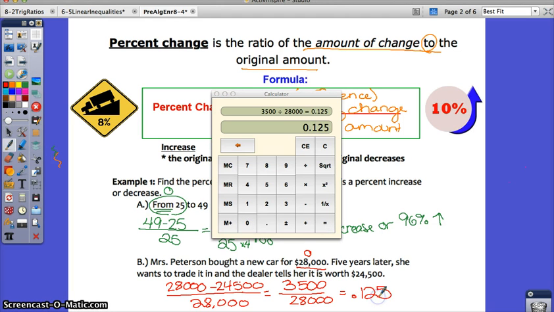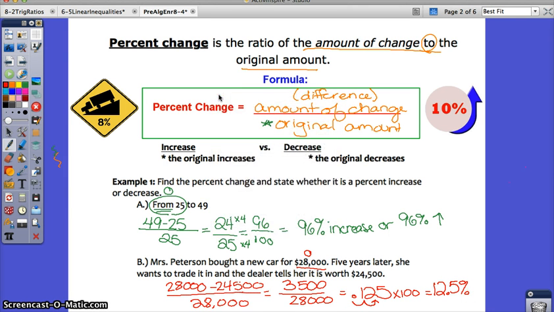And we get 0.125. That's the decimal. Convert this to a percent. To convert a decimal to a percent, you must multiply by 100, which is just the same as moving the decimal over twice. So this is a 12.5%. What? Increase or decrease?